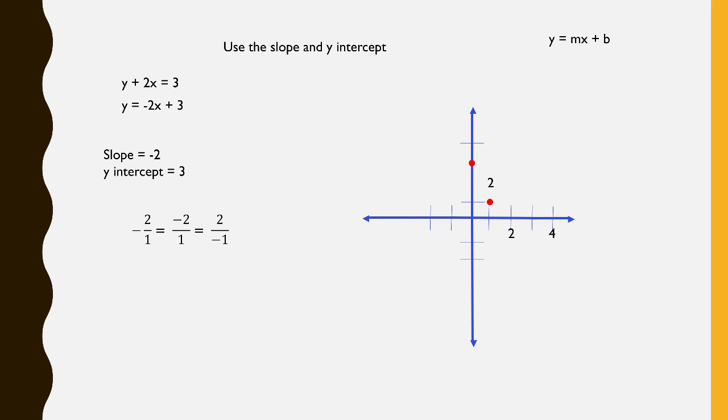Now that same process you're going to repeat again using your slope. You're going to go down 2 units, and then over 1 unit to the right, plot that point. Now we have 3 points, and it's perfectly acceptable to stop there. Put your ruler down, draw the line, and you're done.